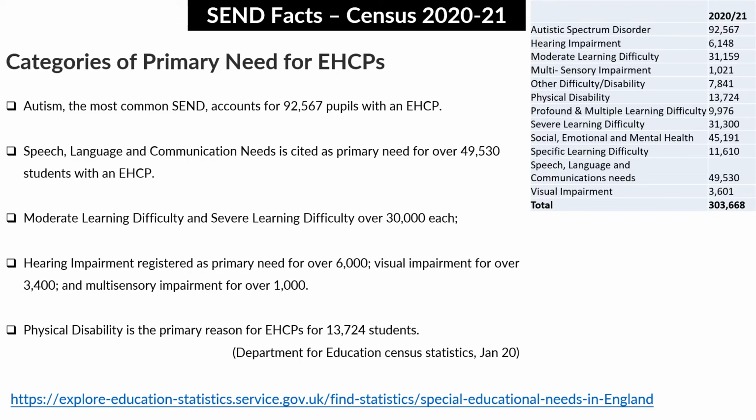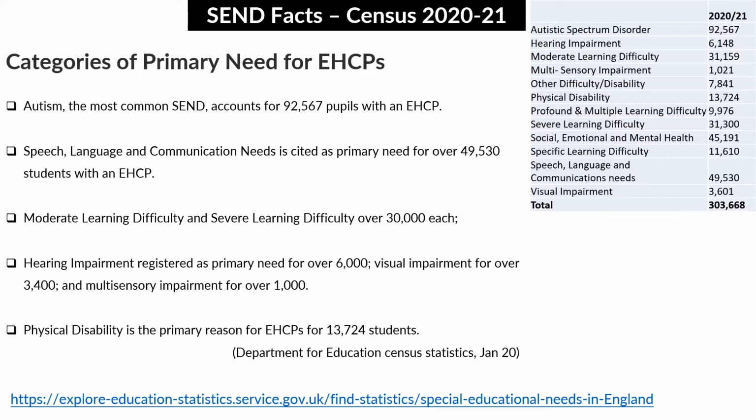Speech, language and communication needs is cited for nearly 50,000 students with an EHCP. Moderate learning difficulties and severe learning difficulties, over 30,000 students each. I would argue that a moderate learning difficulty would need to be having a very severe impact on learning for an education healthcare plan to have been assigned and attributed.